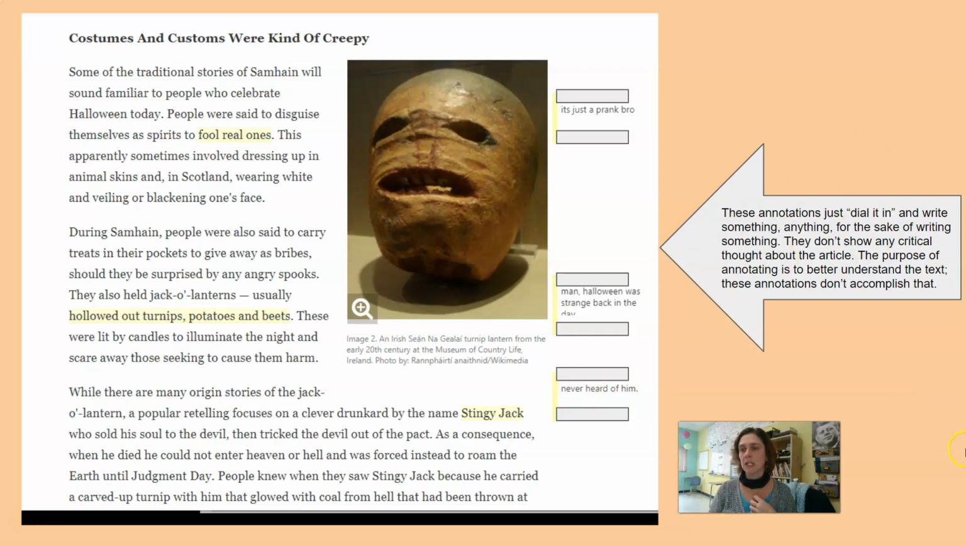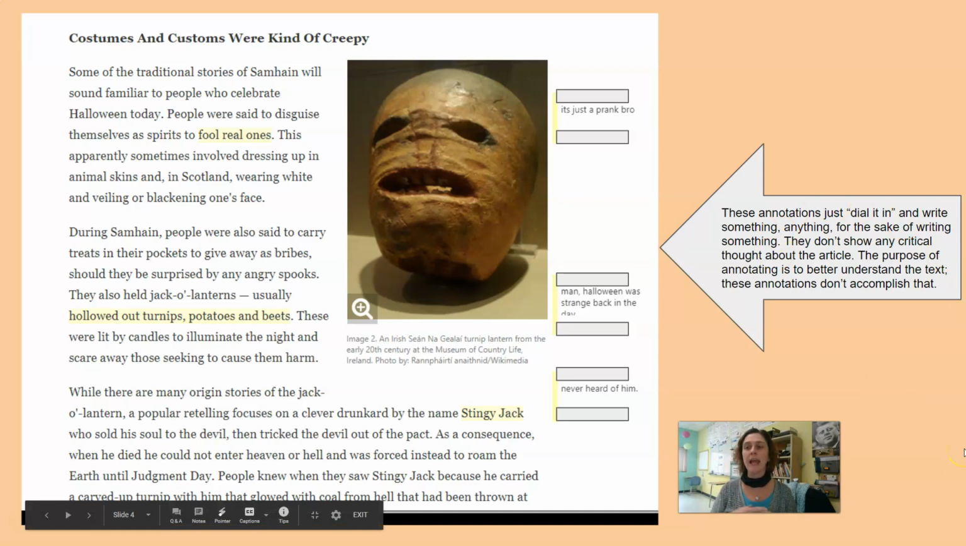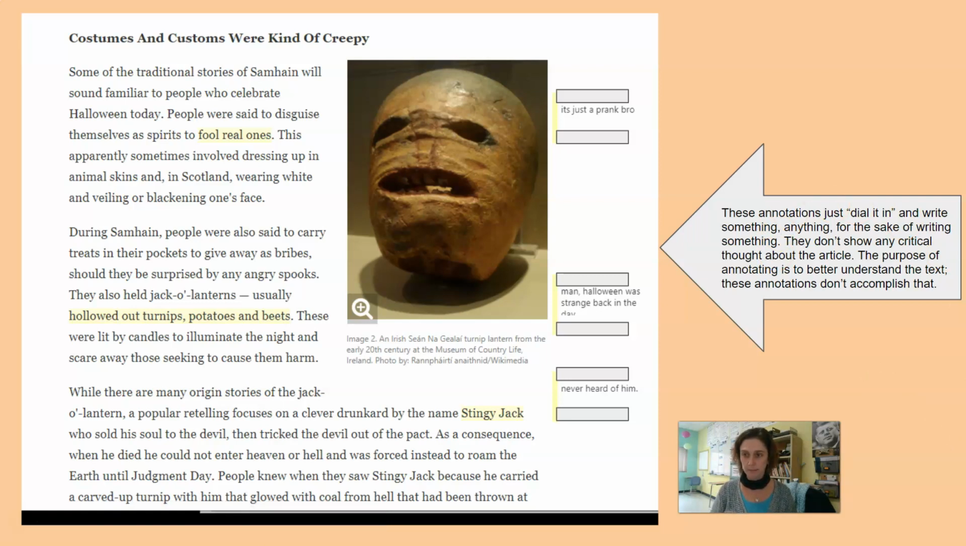Again, what I've written here is that these annotations just dial it in and write something, anything, for the sake of writing something. They don't show any critical thought about the article. They don't show that they're wondering something, or making connections to their own lives, or that they disagree or agree with the information. The purpose of annotating, you guys, is so that you can better understand the text by thinking about it and writing down what you're thinking. This particular example does not achieve that purpose. It's not what we want to be doing, and certainly not what I'm looking for when I am scoring you.